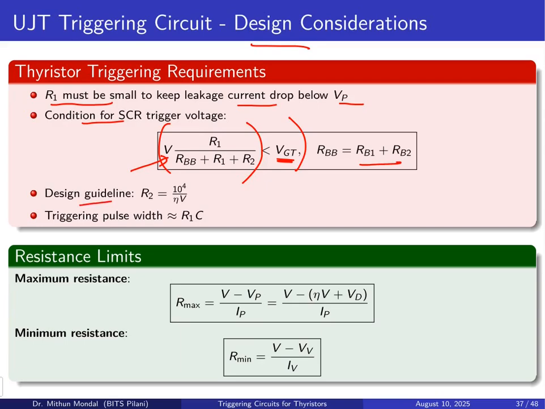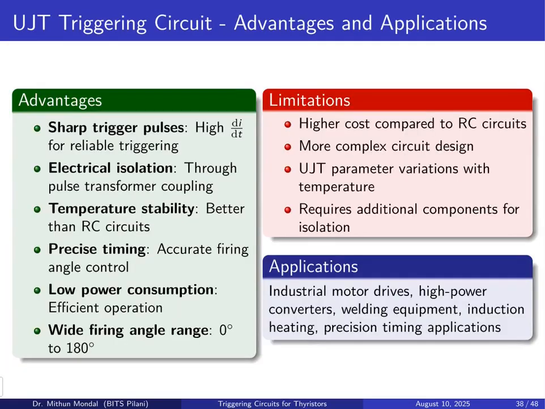The design guideline is R2 equal to 10 to the power 4 by eta into V, and the triggering pulse width is approximately equal to R1 into C. For the resistance limits, the maximum resistance and the minimum resistance are calculated with the help of the valley voltage, the supply voltage, the peak current, the valley current, and the intrinsic standoff ratio. Now, let us see the advantages, limitations, and applications of the UJT triggering circuit.